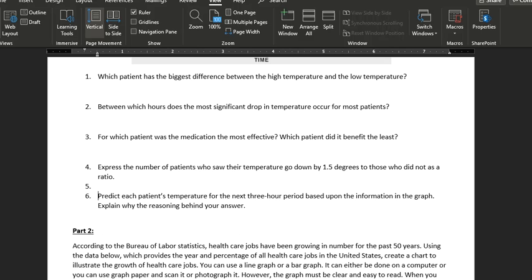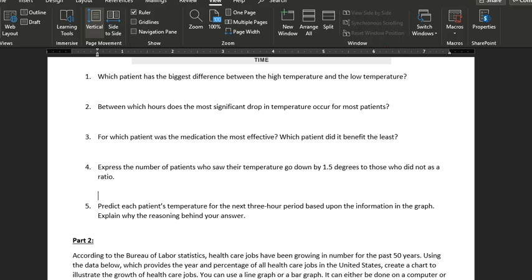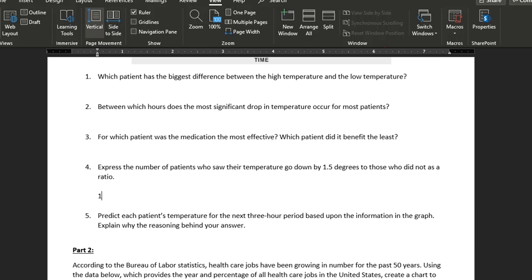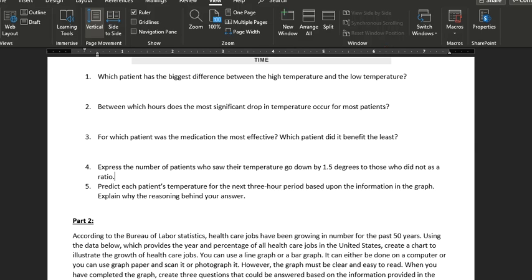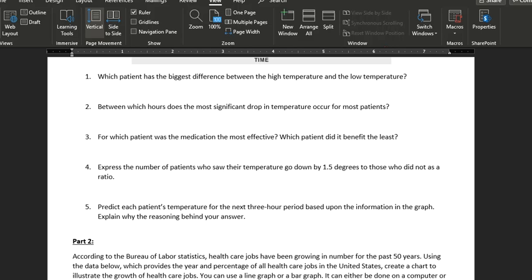Because there are 4 patients, the numbers in your ratio should add up to 4, meaning your ratio will either be 1 to 3, 2 to 2, or 3 to 1. It wants you to write the ratio of those that went down by 1.5 degrees to those who did not, in that order. So make sure your order is correct. Again, to figure that out, you're using your numbers from number 1.